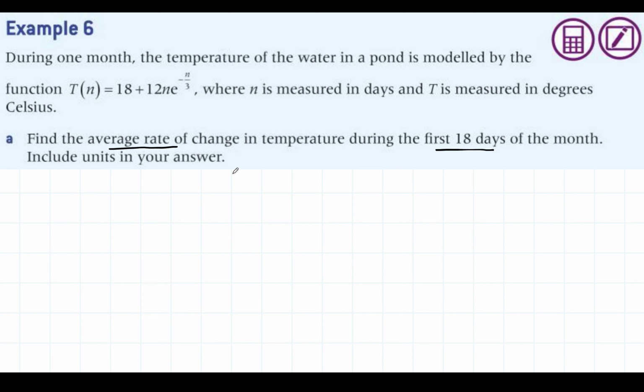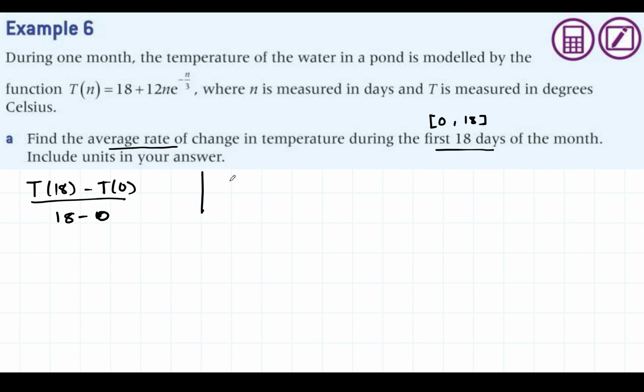So part A wants the average rate of change, so we're going to use that. And it wants it for the first 18 days. So you might be wondering, well, what is my interval? Where does it start? Where does it end? First 18 days means you start from day 0 until day 18. So that's our interval. So if I want to use the formula, I'm going to go T of 18 minus T of 0, it's T because the function is T, over 18 minus 0. So we need to find T of 18 and T of 0.